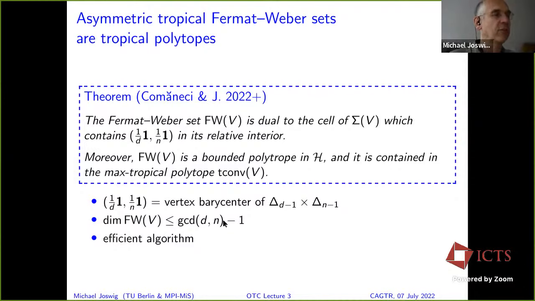All right, so we have the dimension bound. To prove the dimension bound and to prove that it is tight is harder than proving just the two statements which are here. I'm just giving you a simplified version of this theorem. There's also another aspect, namely the Fermat-Weber set can be computed efficiently, and this is what makes it useful for applications. I will say a word about the algorithm. I won't give the entire algorithm, but I will hint towards it a little bit later.